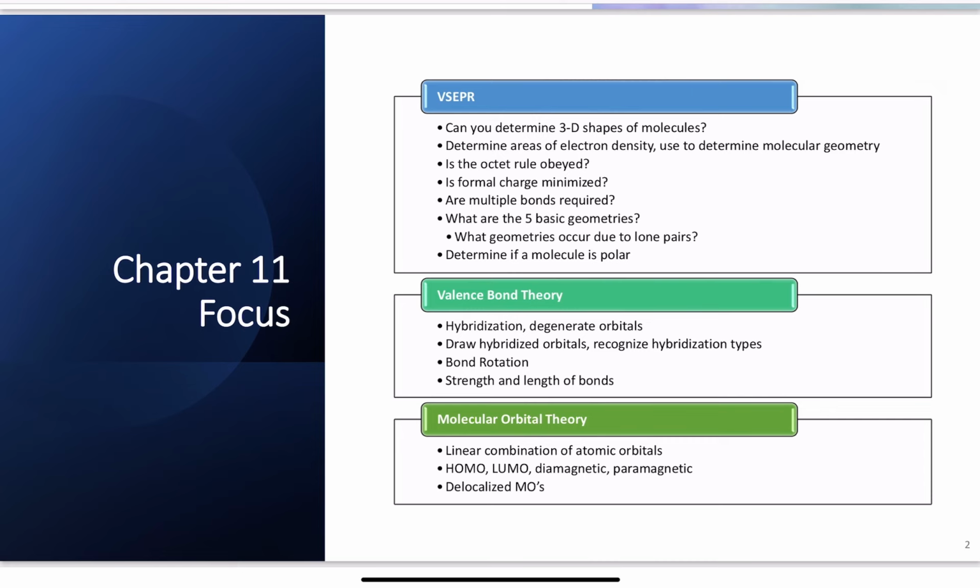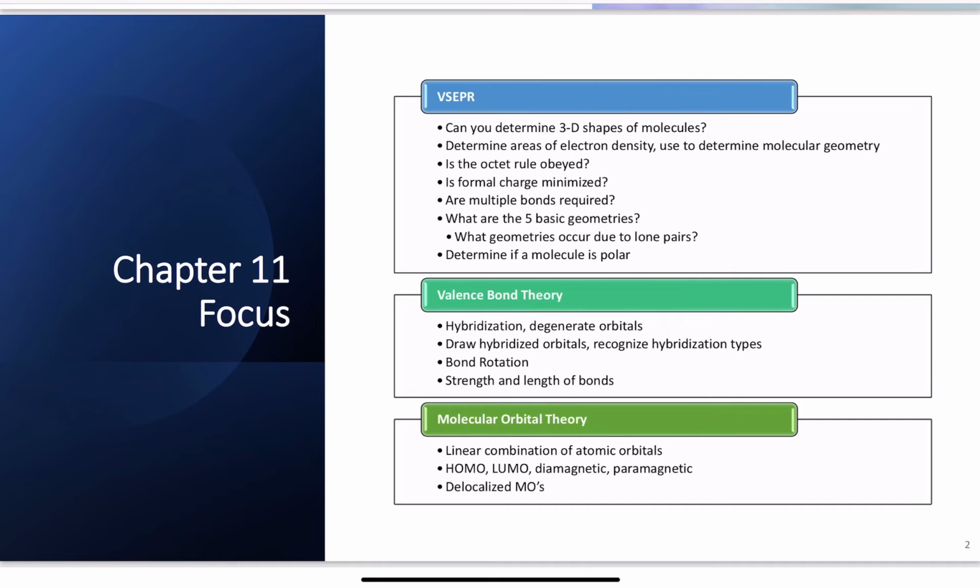That does not mean that just because a bond is polar, that the molecule is polar. Now, in order to have a polar molecule, we have to have polar bonds. So, polar molecule requires polar bonds, but polar bonds does not guarantee the molecule will be polar. It depends on the 3D shape of the molecule, 3D orientation in space.